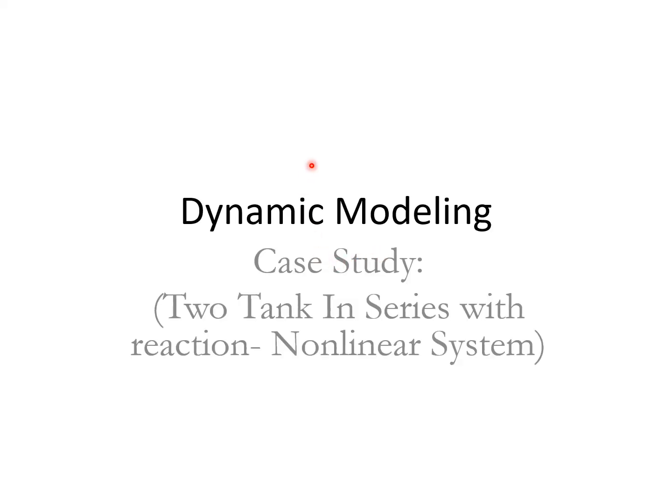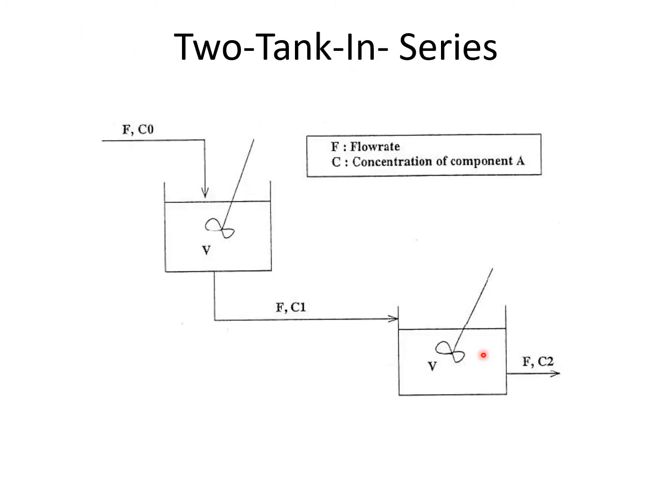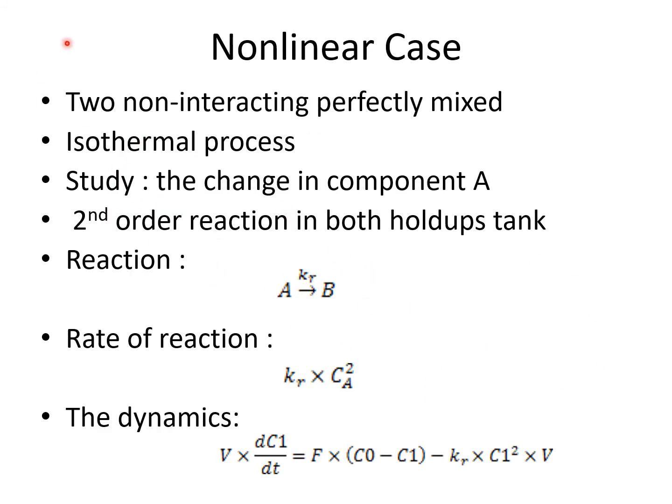And for the dynamic modeling, the case study is two tanks in series. It is two normal tanks, but with a reaction. So it's non-interacting, perfectly mixed, and isothermal. So we're just looking at the concentration, not the temperature. We can also have both temperature and concentration, or only temperature, or whatever else. It's up to us. In this case, it's isothermal, so we just consider concentration. We have this reaction going on, so this is a nonlinear system.